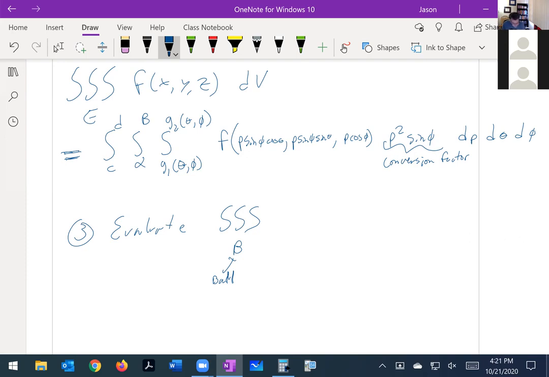So we're going to go from e to the (x squared plus y squared plus z squared) to the 3 halves dV. We want it on the ball. And what is this ball? We're going to call this the unit ball. That's the ball of radius 1.